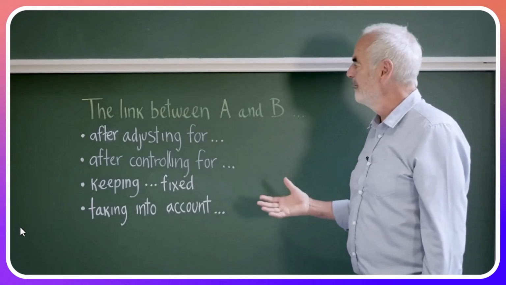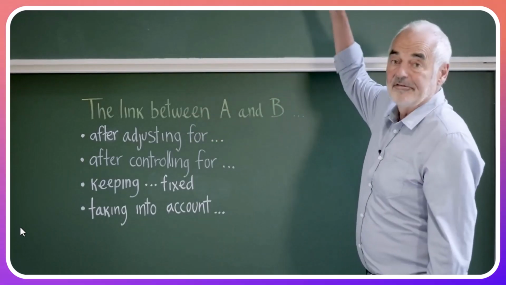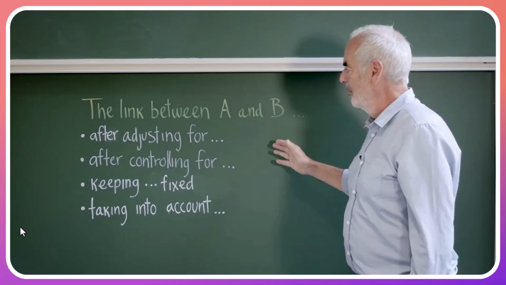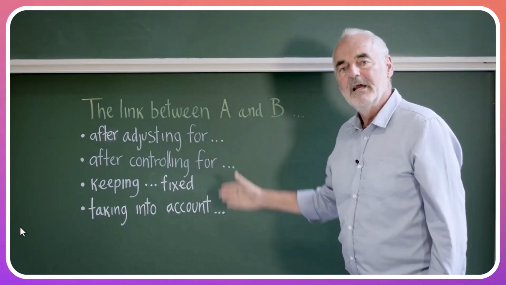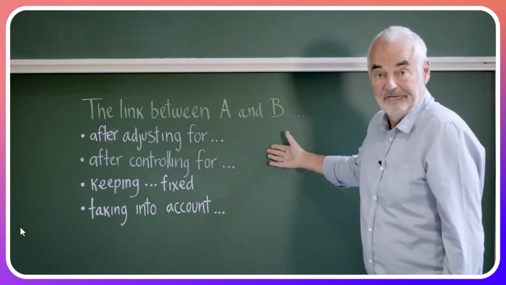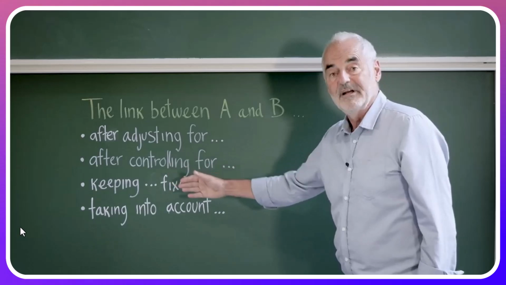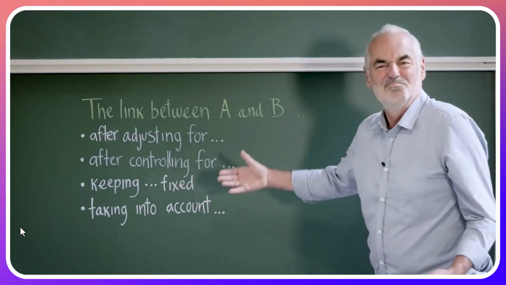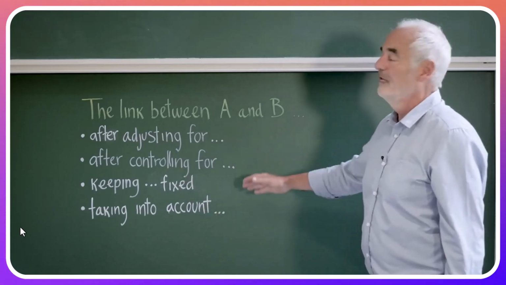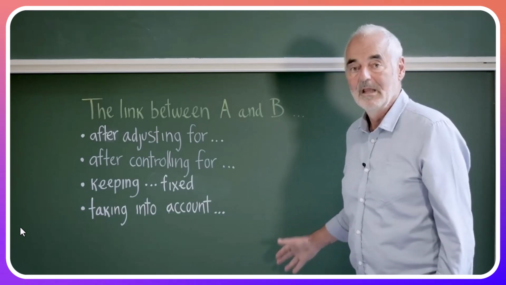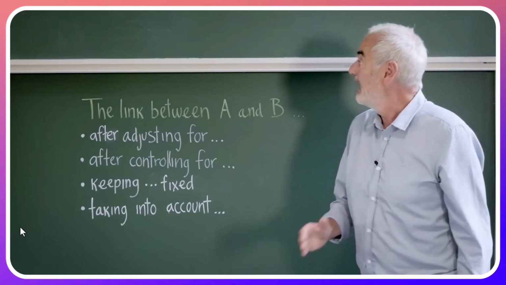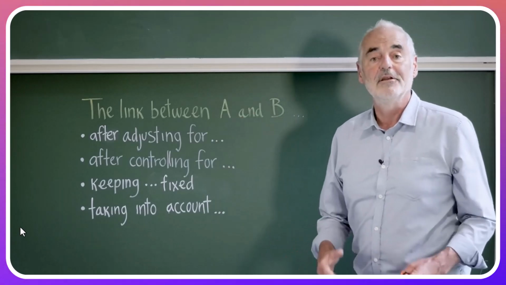Suppose you want to report an estimate of the link between A and B, say exercise and heart disease, after adjusting for age, smoking, diet, and so on. Now that's fairly technical language, and for less sophisticated audiences, you might want to say after controlling for a list of factors, or keeping this list of factors fixed. Rather more loose, but still very reasonable, is to say taking into account age, smoking, diet, and so on. So, adjustment is a tricky concept, but it's extremely valuable. And these phrases should help you communicate the gist of the idea.